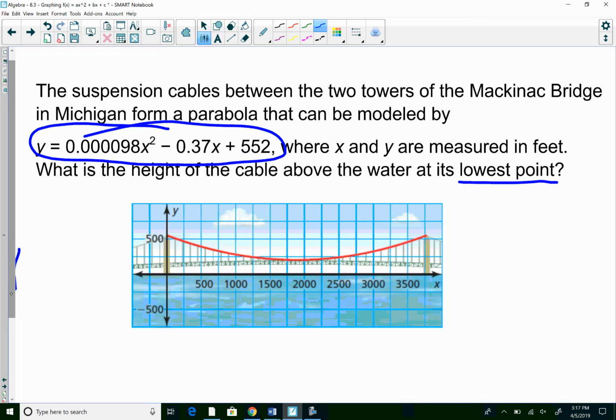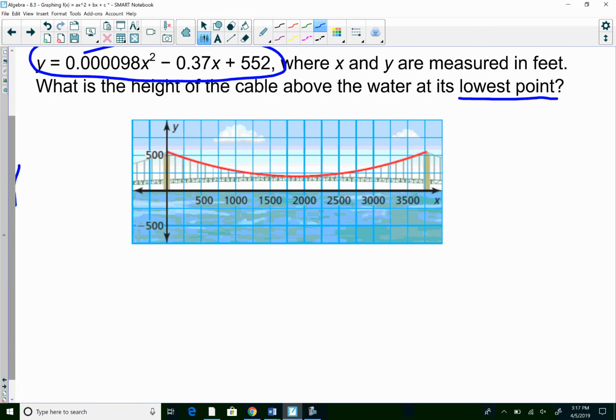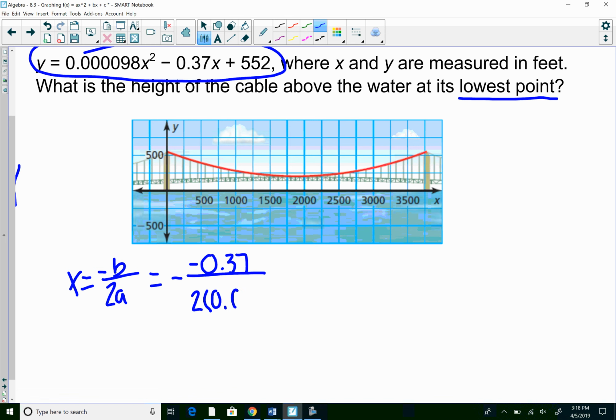Okay, that's our goal. You're going to get some pretty small numbers that you're working with, so you're definitely going to want your calculator for these. Let's start by figuring out that axis of symmetry. So let's do opposite B over 2A. My B value is negative 0.37, and then my A value is 0.000098. That's 4 zeros.